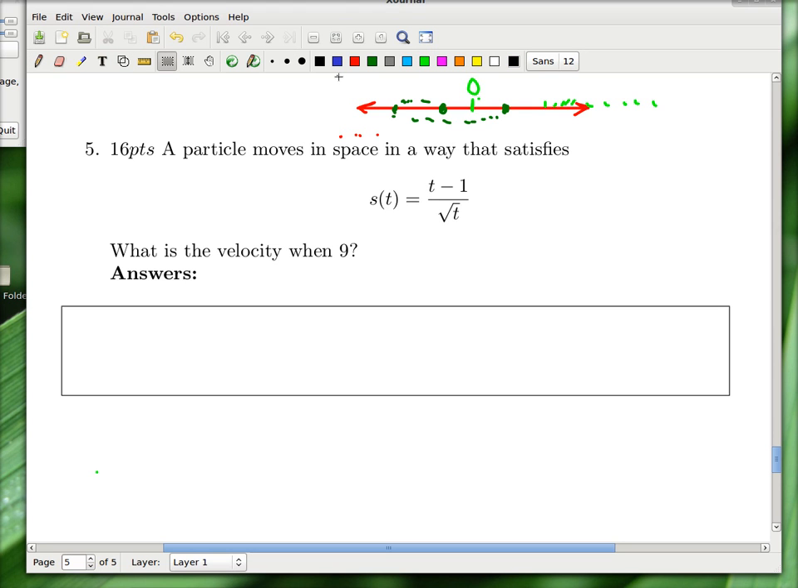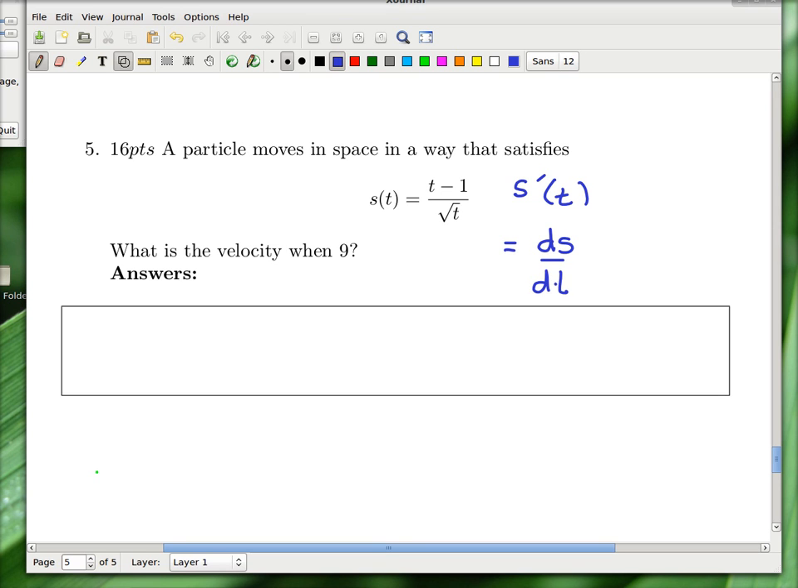So the question says, basically, what is the derivative? What is the velocity? So when you have something that describes movement in space, remember S stands for spatium. S prime of t, the same thing as, now I'm just going to try to play with the Leibniz notation, same thing as ds dt. That is what we call velocity. And it's literally the definition of velocity, I guess.